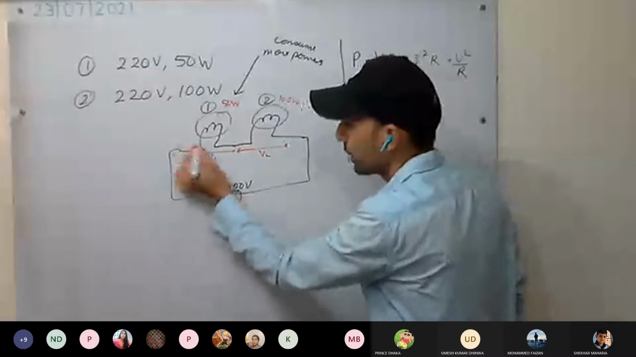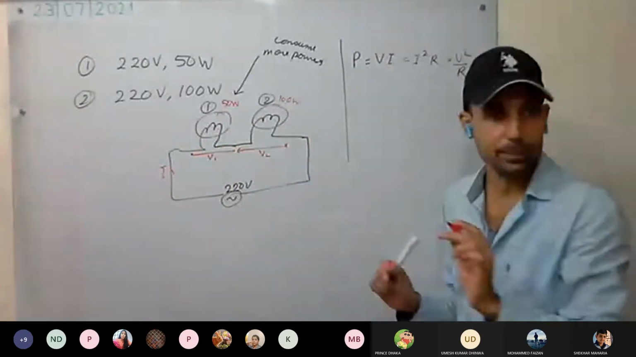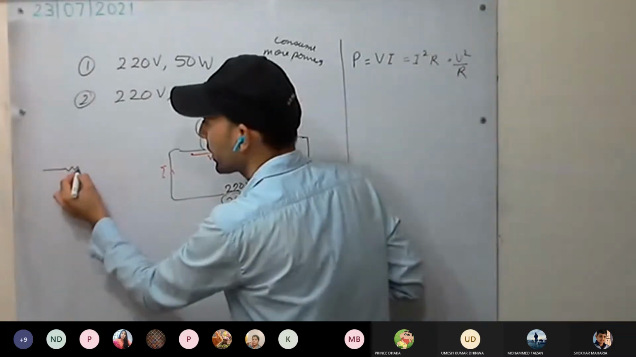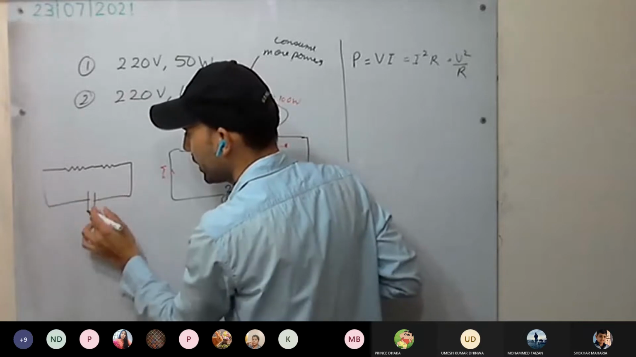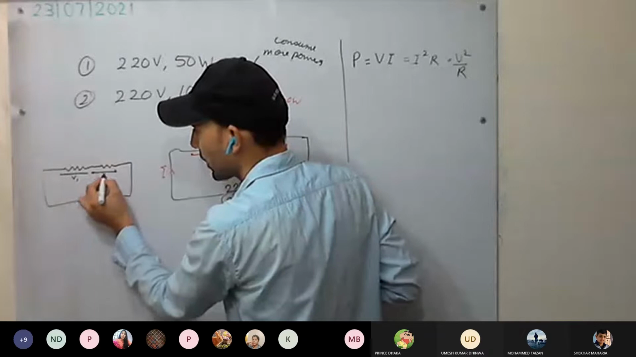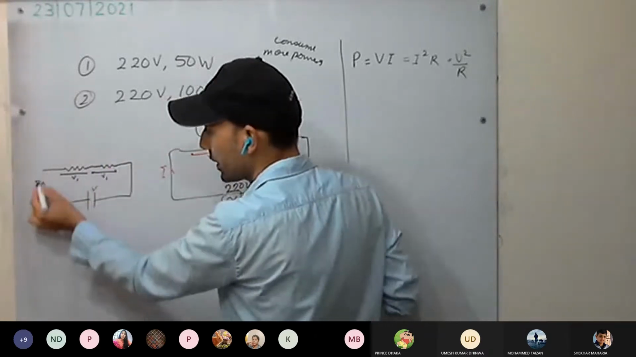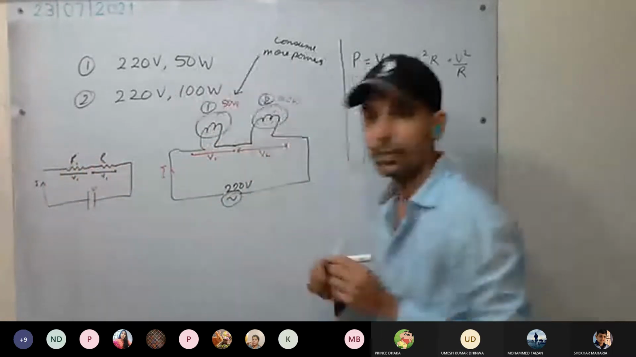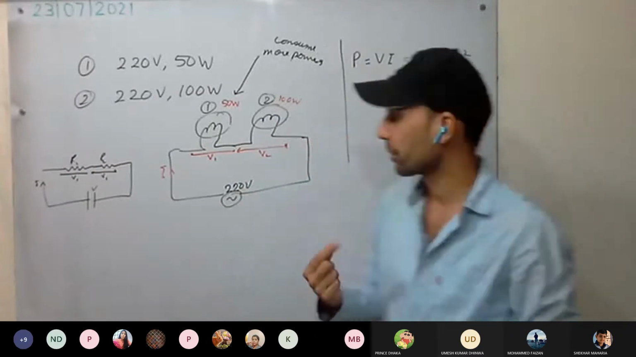What will remain the same? The current flowing through both the bulbs will be the same in series. We have studied two resistors connected in series. If V is the potential difference across them, some drop here, some drop here, V1 plus V2 equal to V. But the current flowing, I, is the same. Have you understood this one?